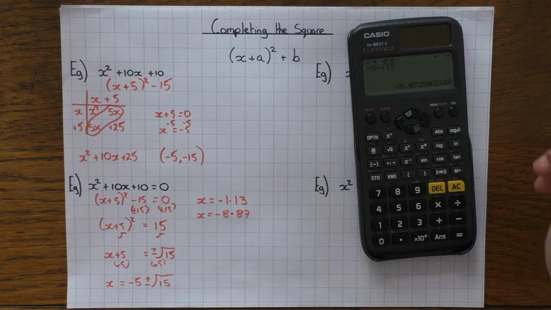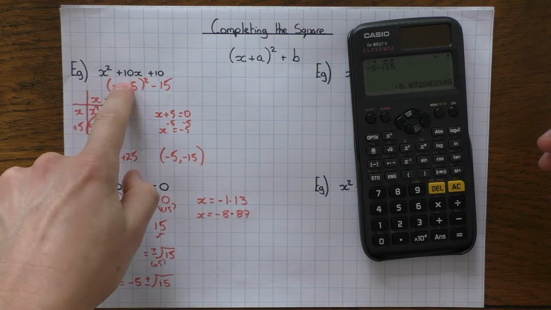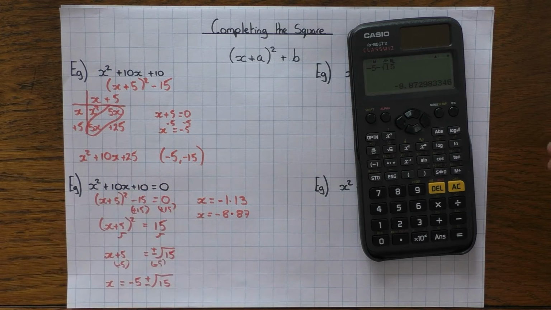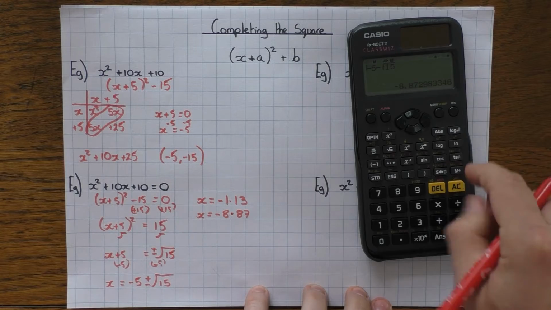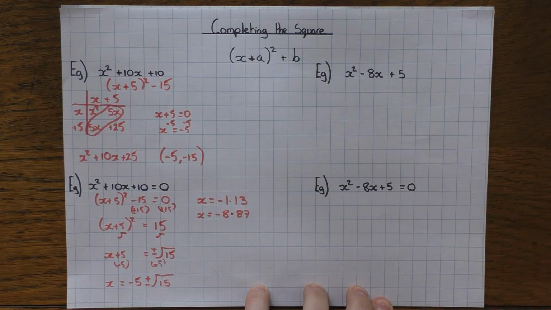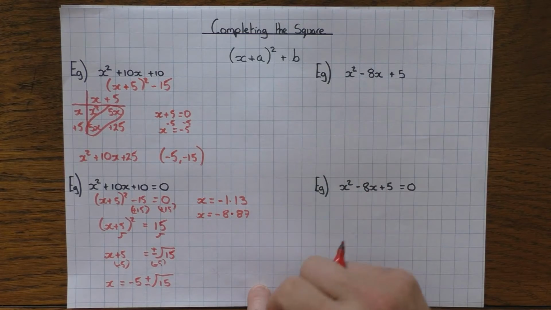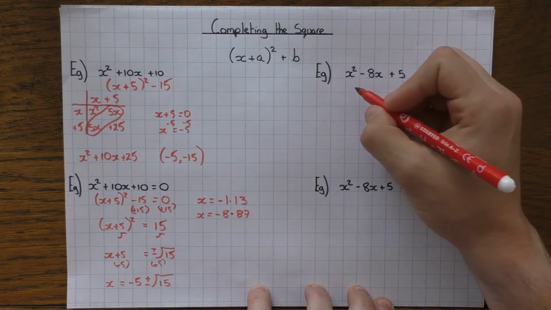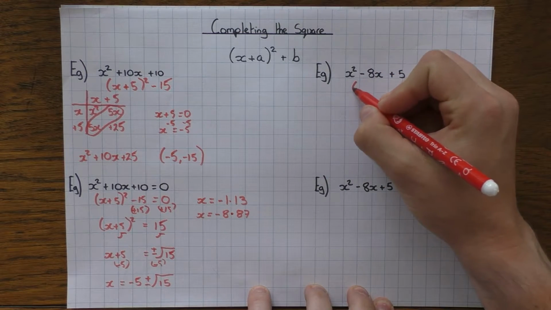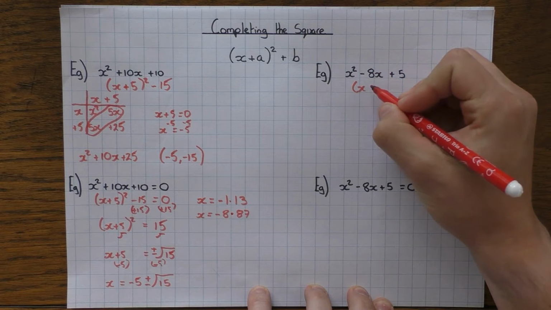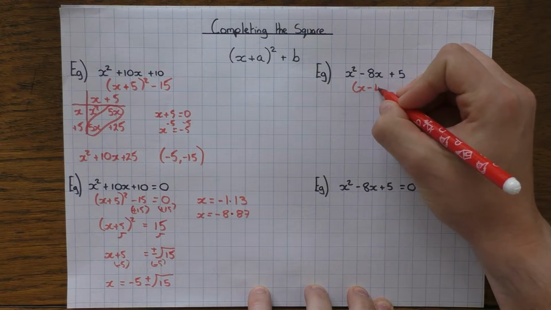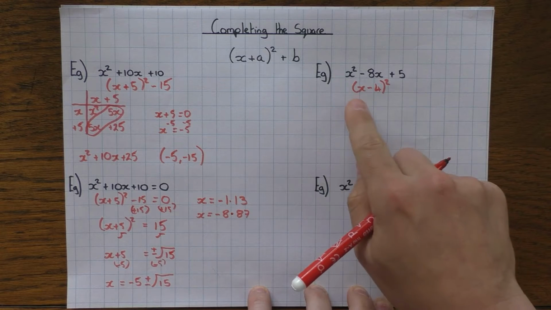Okay, so that's how you complete the square, that's how you find the turning point, and then that's how you solve it. Okay, let's have a look at another example. So here we go. I'm going to put this into this form here, so I'm going to complete the square. So again, I'm going to start off with a bit that I know, which is I need to half this, which is minus 4, and then the squared. So that's always your starting point.